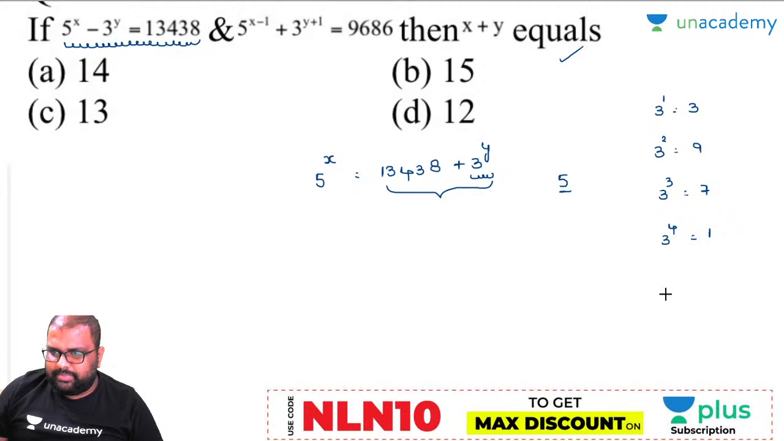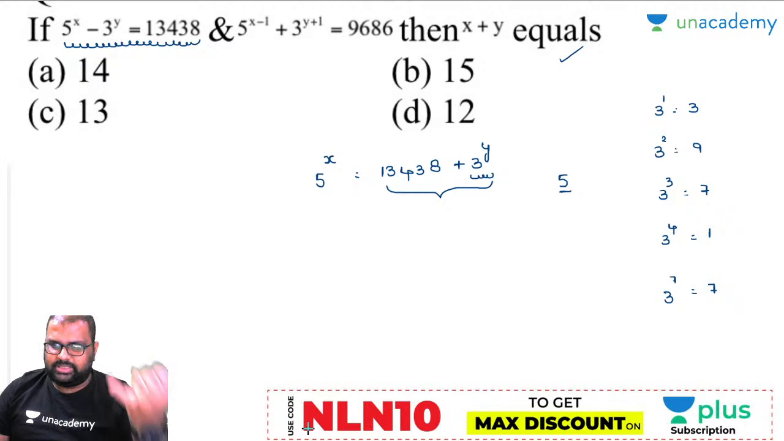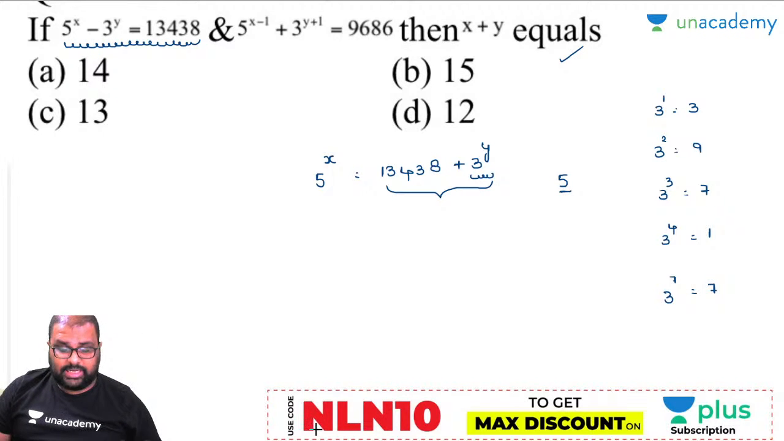Okay, so the next best possible number is 3 to the power of 7, which will end with 7 for sure. 3 to the power of 5 is 3, 3 to the power of 6 is 9, and 3 to the power of 7. Now check what 3 to the power of 7 is. So 81 into 27 is nothing but 3 to the power of 7. 3 to the power of 7 is nothing but 2187.